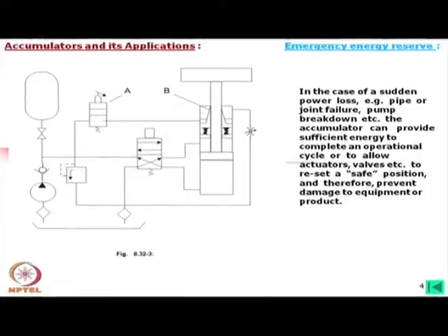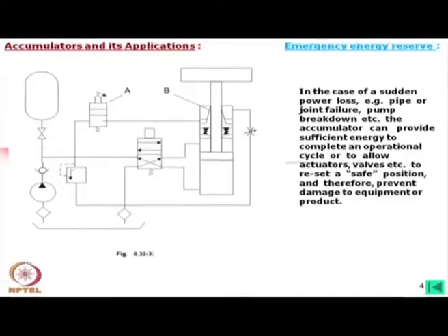Now, another application is shown here. In the case of a sudden power loss, that is pipe or joint failure or pump breakdown, the accumulator can provide sufficient energy to complete an operational cycle or to allow actuators, valves, etc., to reset to a safe position, and therefore prevent damage to equipment or product.